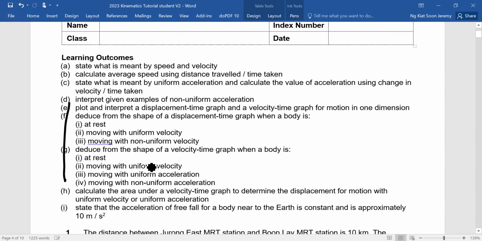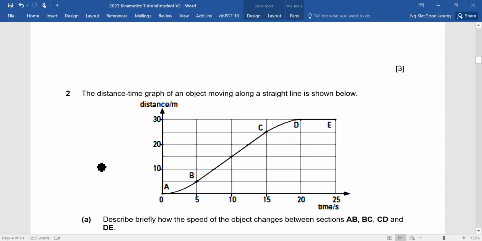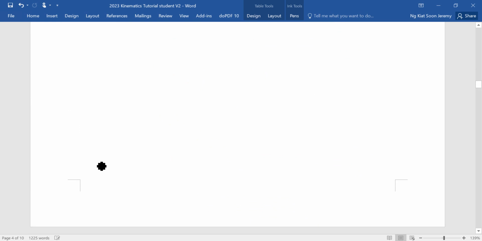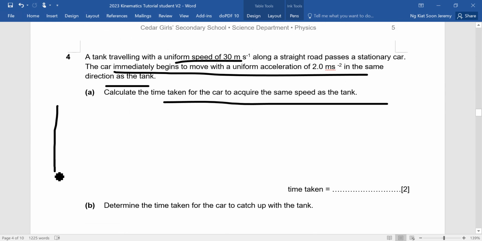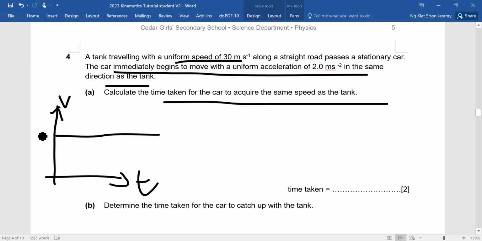For questions generally in kinematics, in case you find it very difficult, they give you a lot of information. Most of the time, the best way to solve it is just to draw a VT graph, right? So here I will draw a VT graph. They already said that the tank has a uniform speed of 30, so the tank forever moves at this speed of 30. Alright, this is the tank.